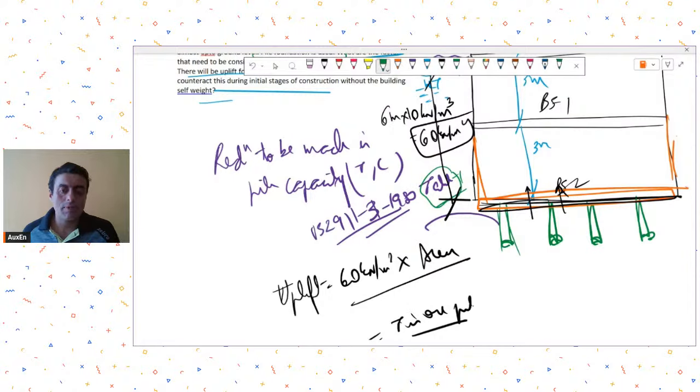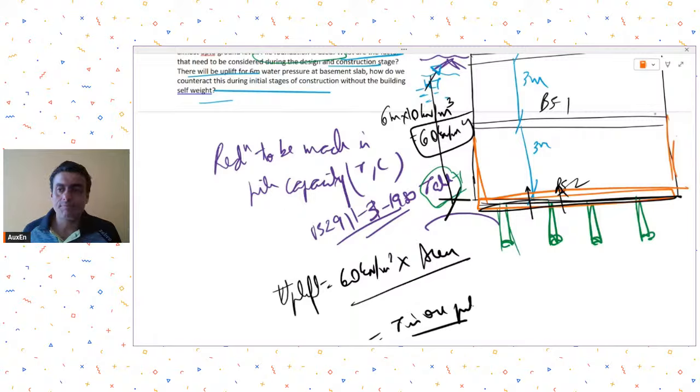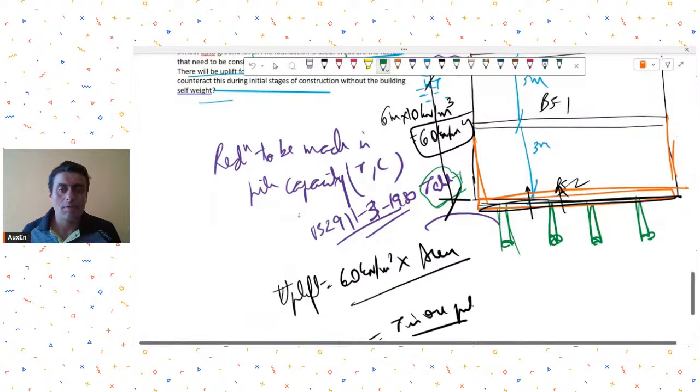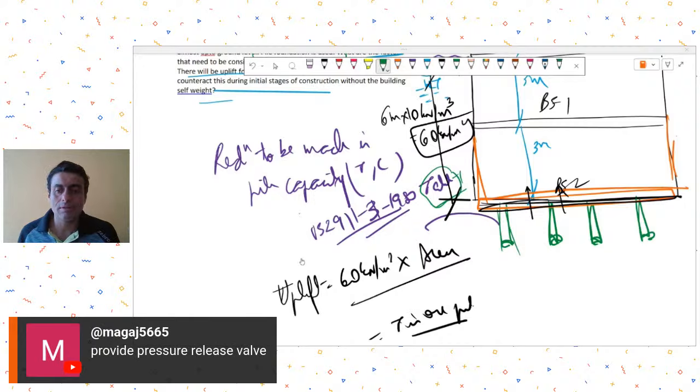Now Mr. Magaj has provided some interesting options. So he's saying provide pressure release valve. So what does this mean basically? What do we do during construction in such cases that we might think of deliberately leaving some punctures in my basement slab? So I have left some puncture openings deliberately.